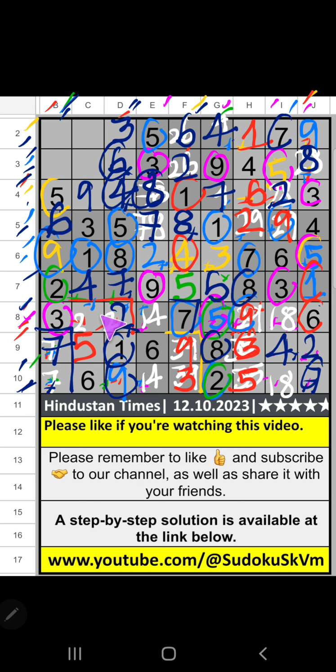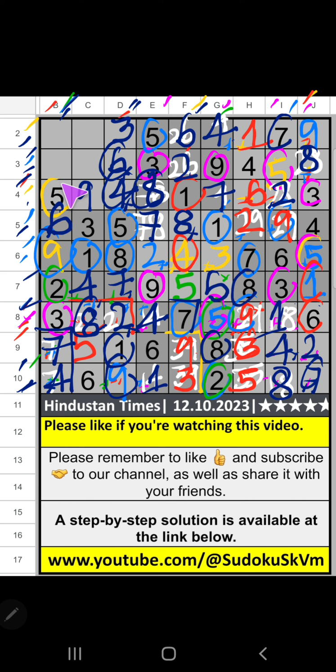Then 7th grid, 2 numbers are remaining, 4 and 8. Column C, we have 4, so 4 can't come in the cell, 4 is confirmed here. Then 8 is here. 8th row, we have 8, so 8 can't come in the cell, 8 is confirmed here. Then 1 is here. 8th row, we have 1, so 1 can't come in the cell, 1 is confirmed here. Then 4 is here.